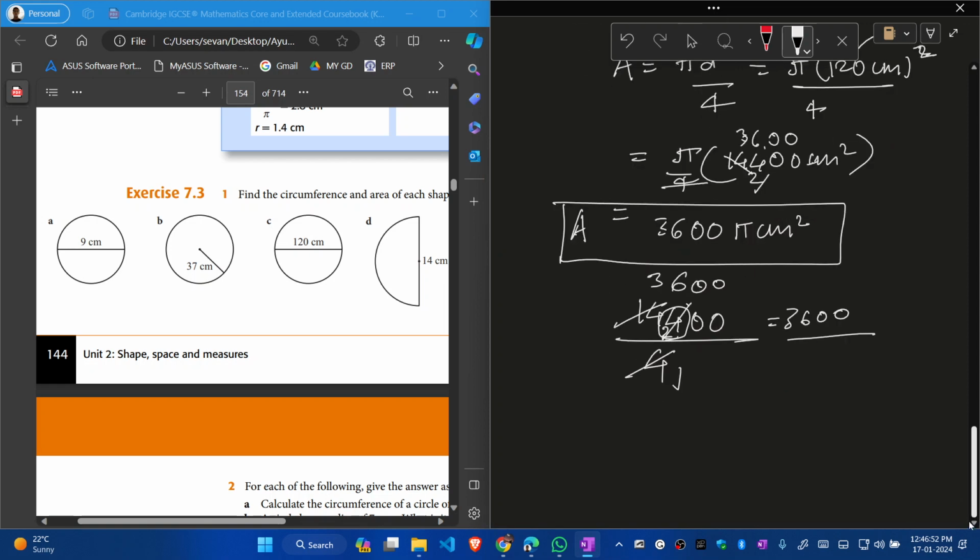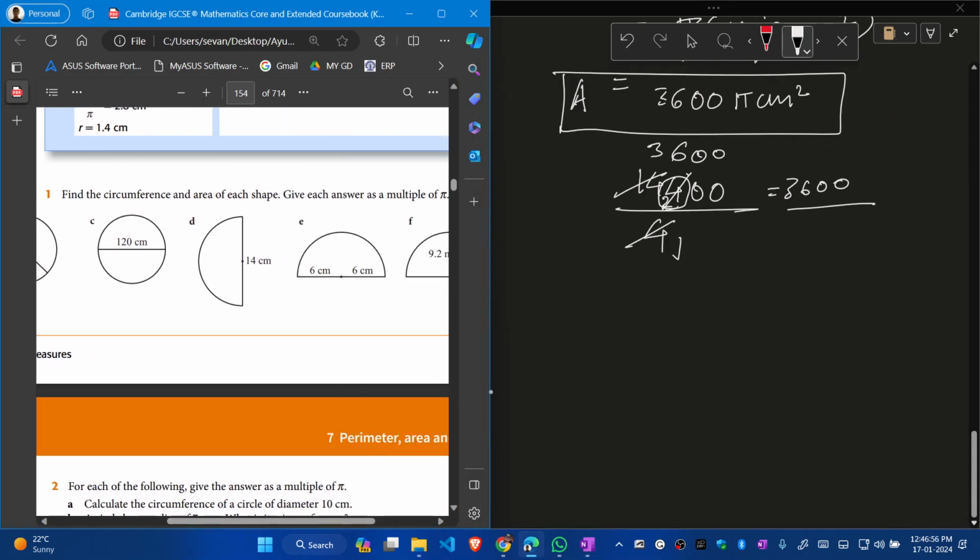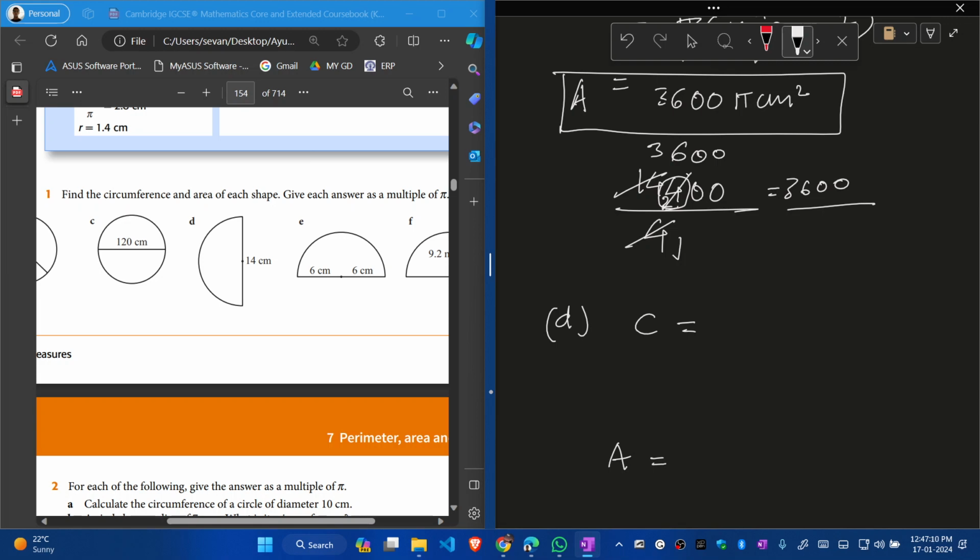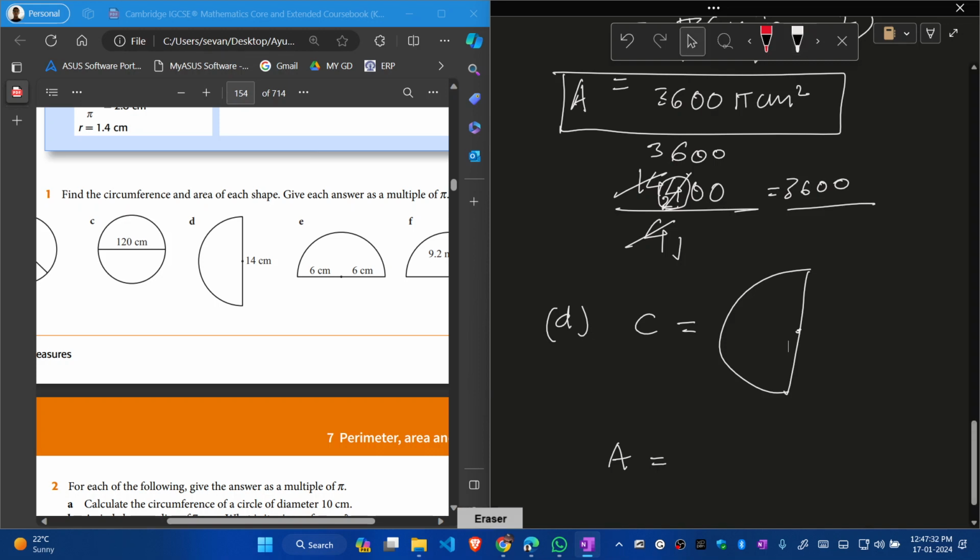Can you do this for the D part? The D part you had the same as me. Okay. Yeah. 14 centimeters. Circumference equals pi r, 2 pi r. But if it is whole, then it is 2 pi r. Oh, it's not whole. What is it then? It's just a half. So it'll be half of 2 pi r. So it is 2 pi r over 2. So that will give the total length of this part.